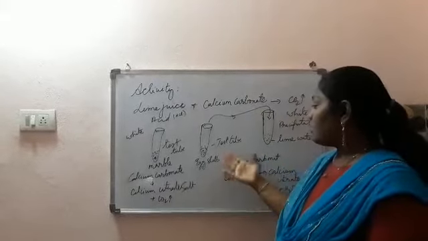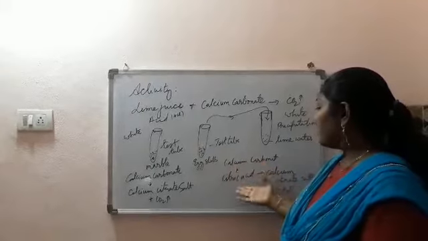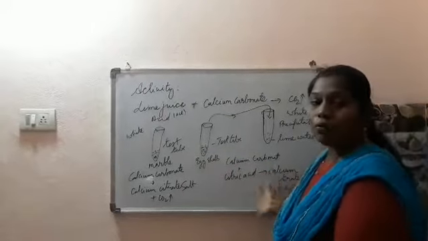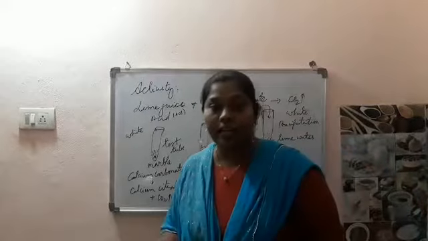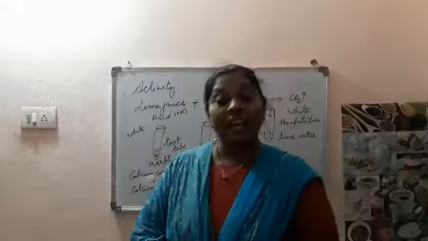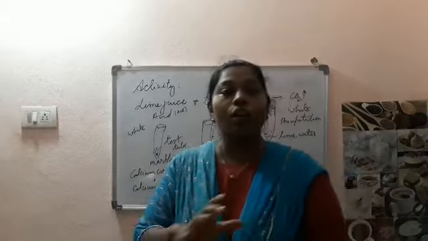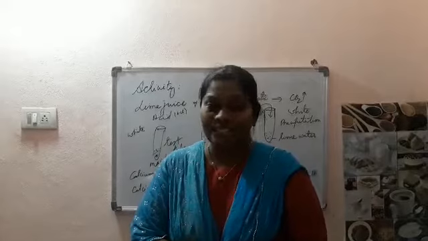Even here also see the same, children. The calcium carbonate is reacting with the citric acid, giving rise to calcium citrate, water and carbon dioxide. How will we test what gas is released here? Same as in the earlier activity, we will use the same matchstick activity.